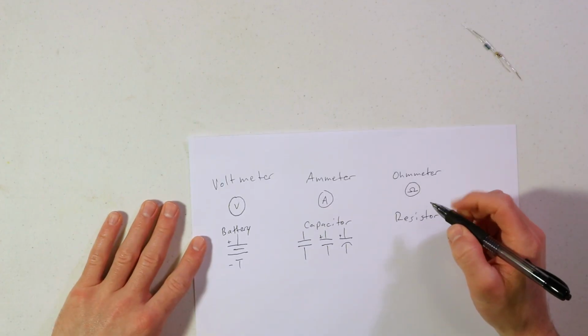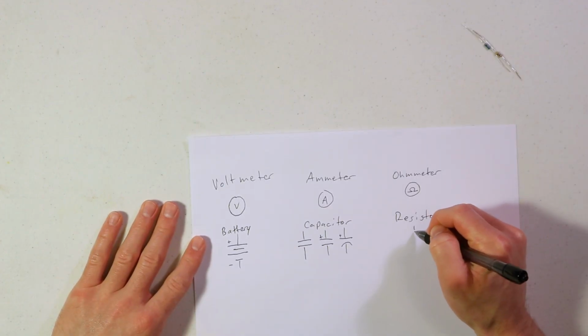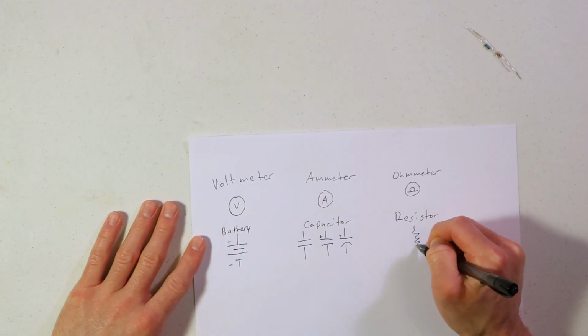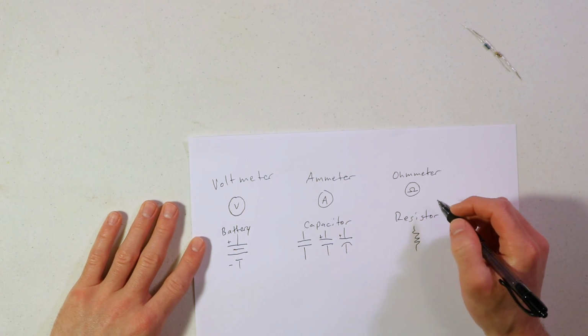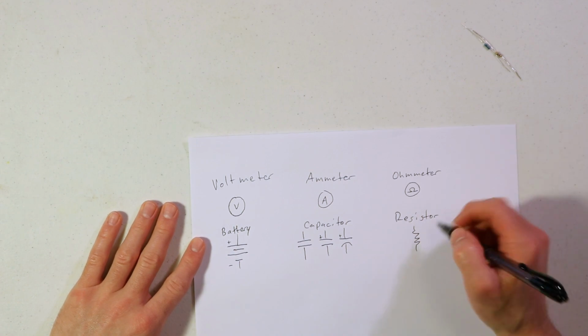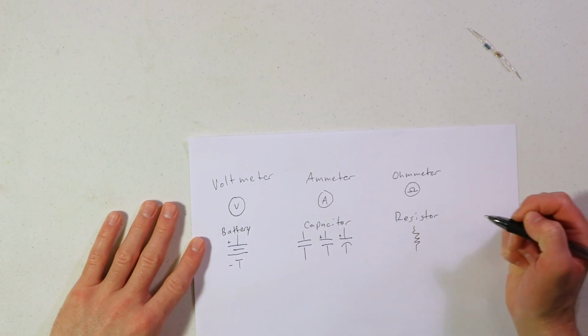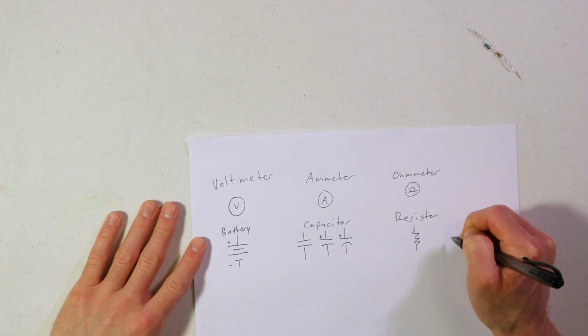The circuit symbol for a resistor looks something like this, where you've got a zigzag line. And then for the value, you would put that next to it. So if this was 5.1 kilo ohms, then I would write 5.1 and then K omega for ohms.